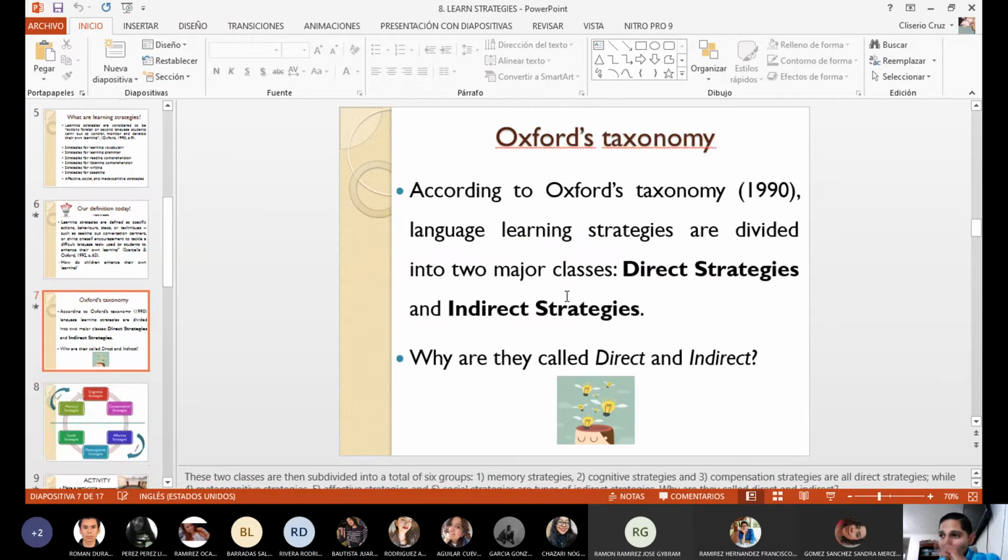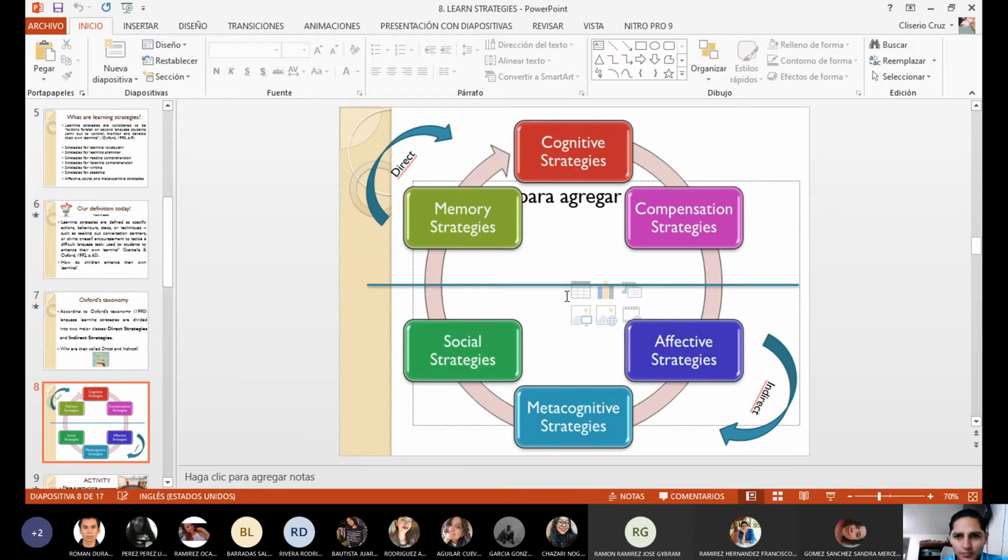Now, according to this taxonomy, the most contextualized one for our setting, for we Mexican people, is Oxford's classification of direct and indirect strategies. But they are called direct and indirect strategies just because they are divided into cognitive development, all your brain work, and your organizational, affective, and social skills.